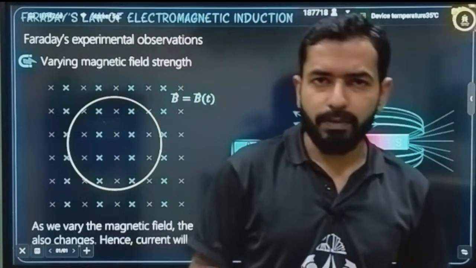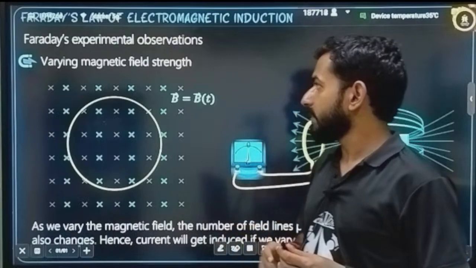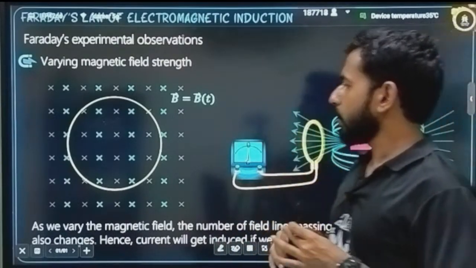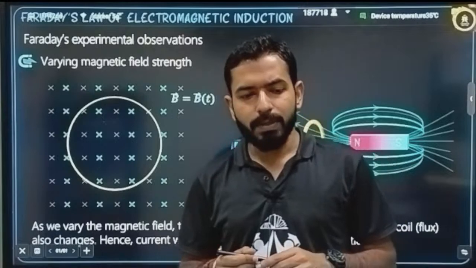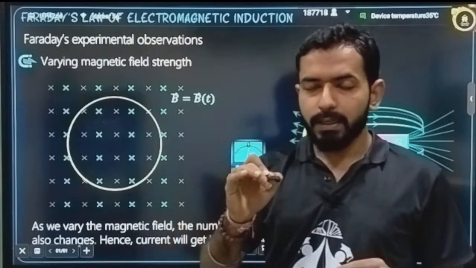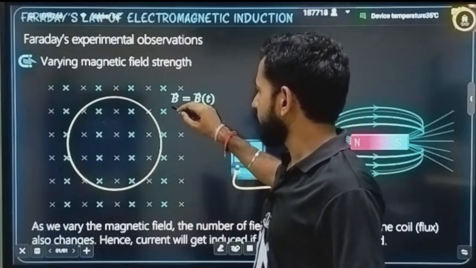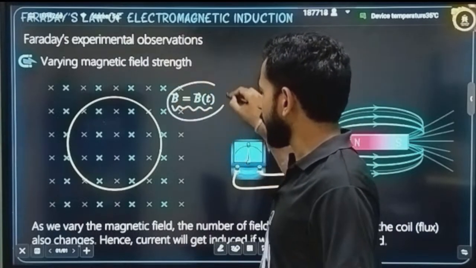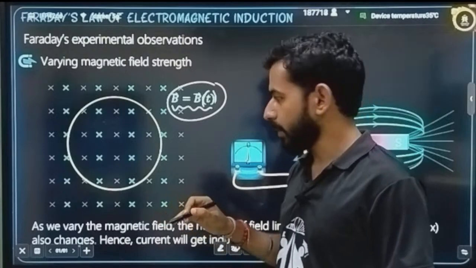Three things that Faraday noticed. I am going to tell you all the experiments one by one. Firstly, he placed a loop into a time varying magnetic field. Time varying magnetic field means what, students? A field that is varying with time, that is changing with time. That is represented very beautifully here: it is kept in some magnetic field that is a function of time.